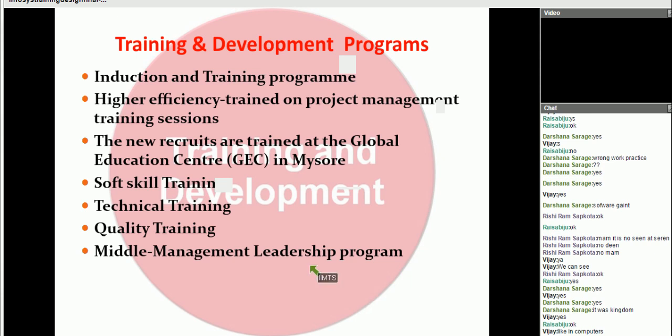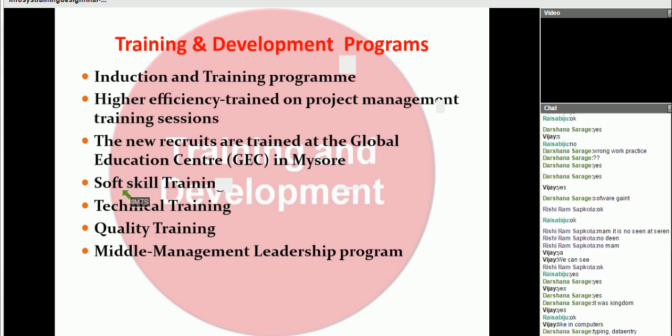No, Vijay. It's not related to computers. Soft skill training is your personality training. Soft skill is the personality training.